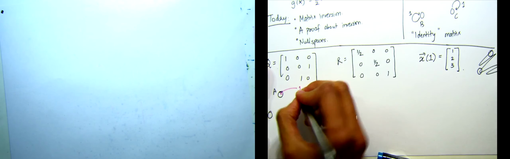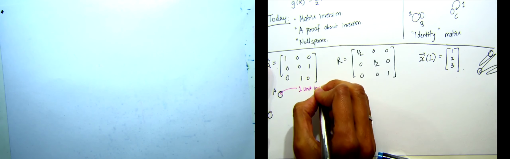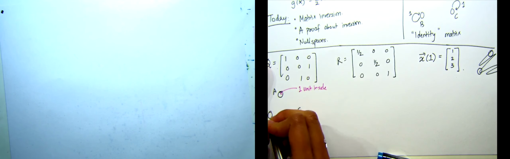So I have some amount of water in A, some amount of water in B, and some amount of water in C. A, B, C. And you have 1 unit of water inside the first one, 2 in the next one, and 3 in the third one.